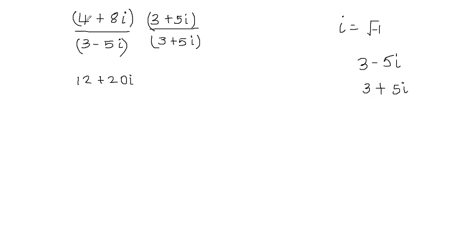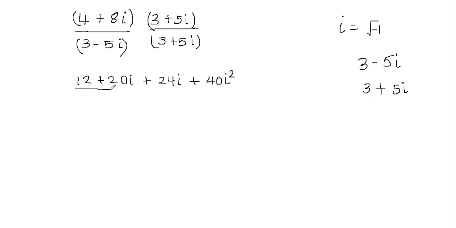So I'm done multiplying 4 with the binomial. Now I'm going to multiply positive 8i with the binomial. So positive 8i times 3 will be equal to 24i, and positive 8i times positive 5i will be equal to positive 40i squared.